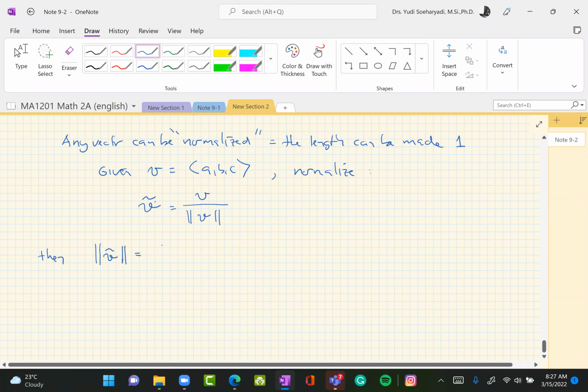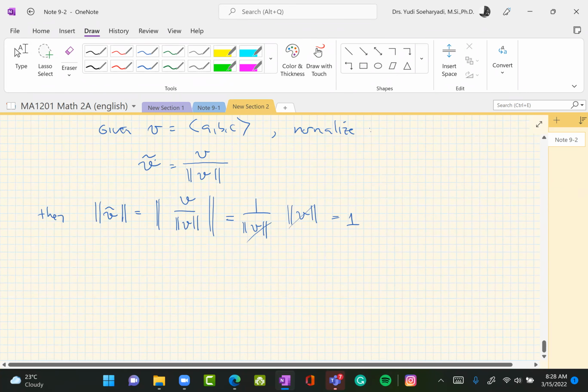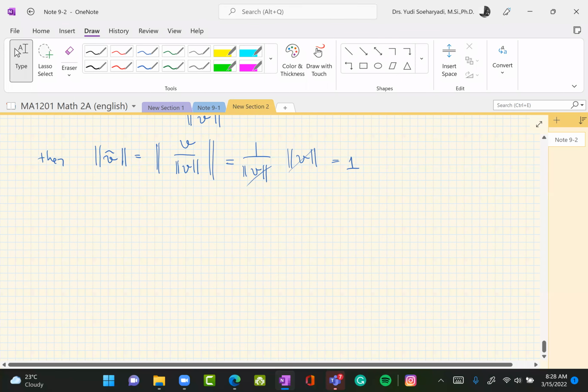Well, the length of V over its length is just the length of V over the length of V. So it's just 1. So this is a normalized version of V, obtained by dividing by the length.